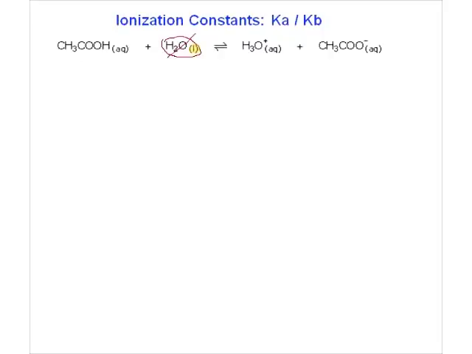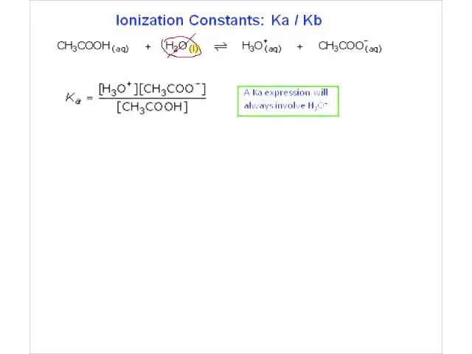The equilibrium expression here is going to be products over reactants. These are all power 1s, and that's the beauty of Kas and Kbs: we generally have a single proton transfer. Therefore, everything is always going to be a 1-to-1 ratio.